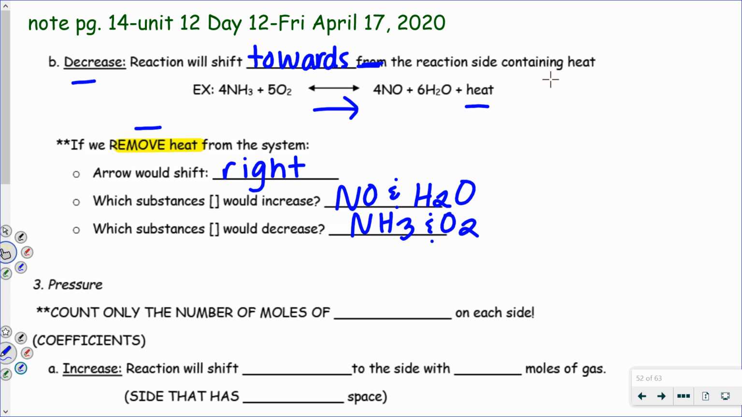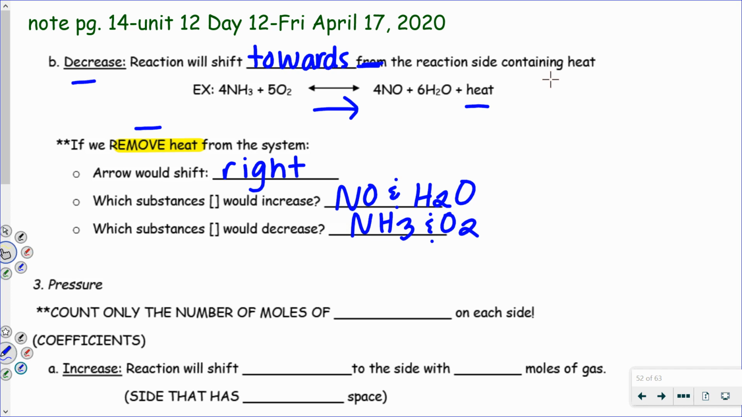So the rules for temperature are the same as the rules for concentration. If you can just remember, add away, take towards. Whatever you add, your new arrow needs to shift away from that. Whatever you remove or take away, the new arrow you draw needs to point towards that. And whatever direction your arrow points, it is pointing at those substances that are increasing in concentration. So those are your first two.